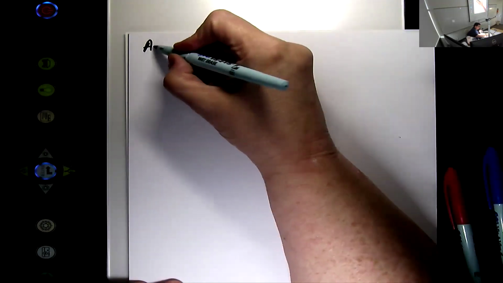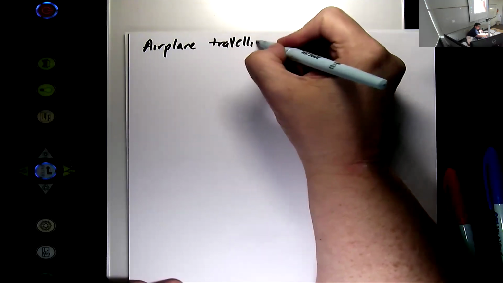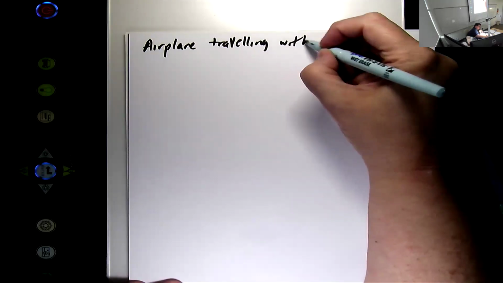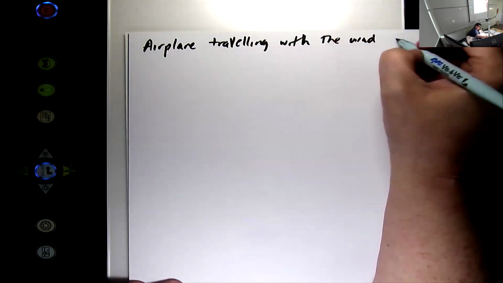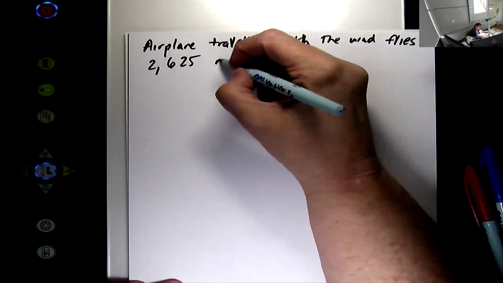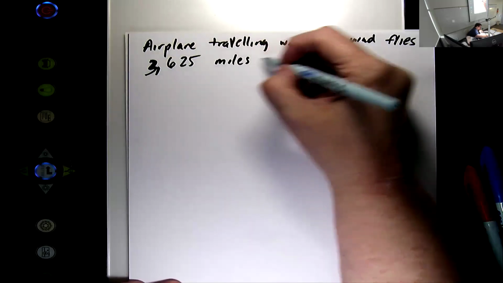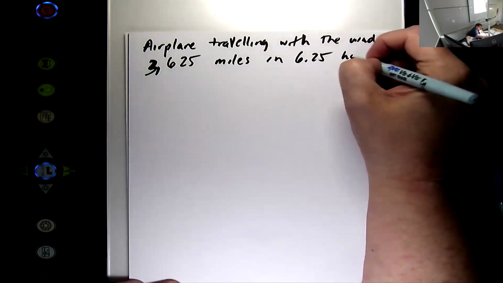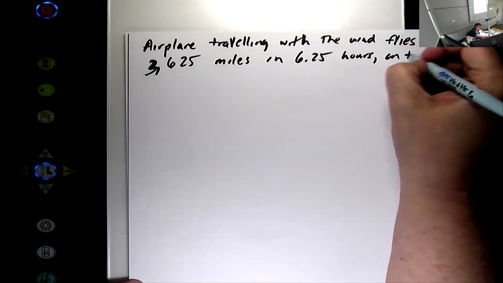Let's do a couple more word problem setups. An airplane traveling with the wind, you can see it on the map, flies 3,625 miles. I should say 3,000, not 2,000. In 6.25 hours on the way to its destination.